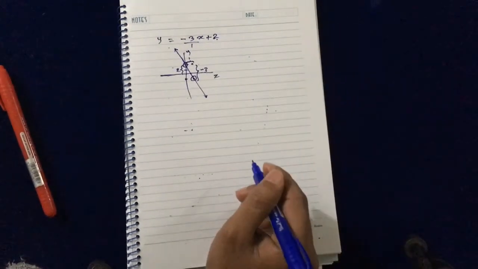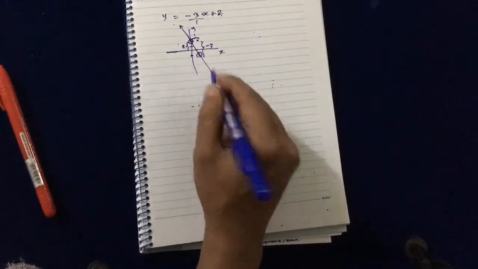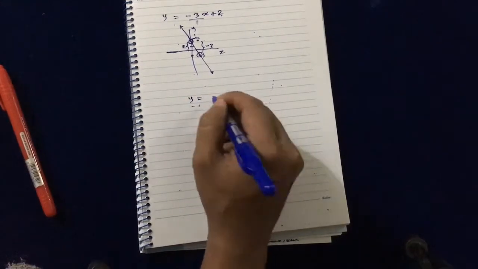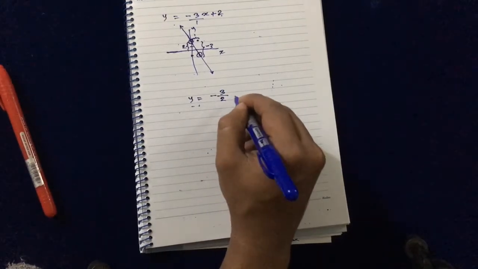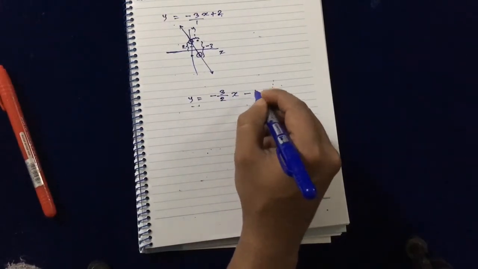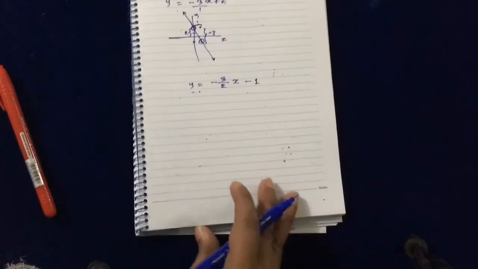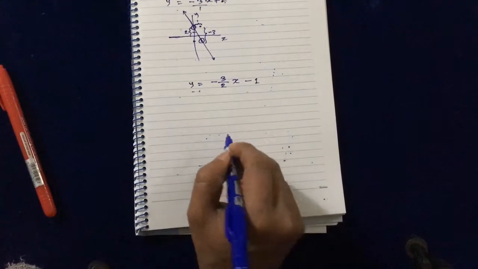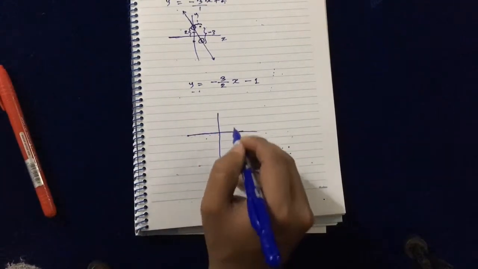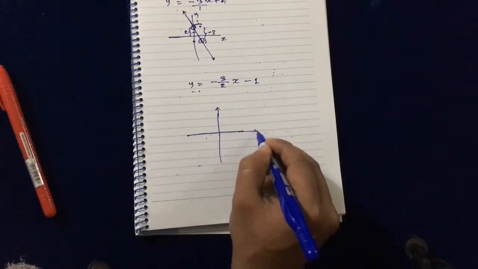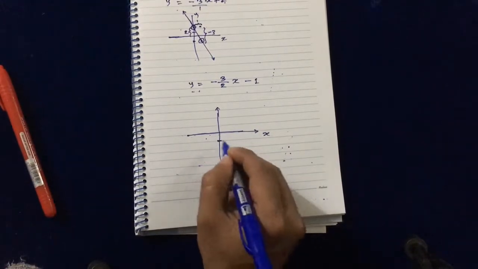Let me show one final example. Let me show you some more detailed, more difficult one. I mean, actually none of these graphs are difficult, these are just interesting. Minus 3 by 2x, let's say minus 1. So this is like a lot of minus here. So what will happen here? This is our x. So first of all, minus 1, we have to go to the minus 1. Let's say this is our minus 1.